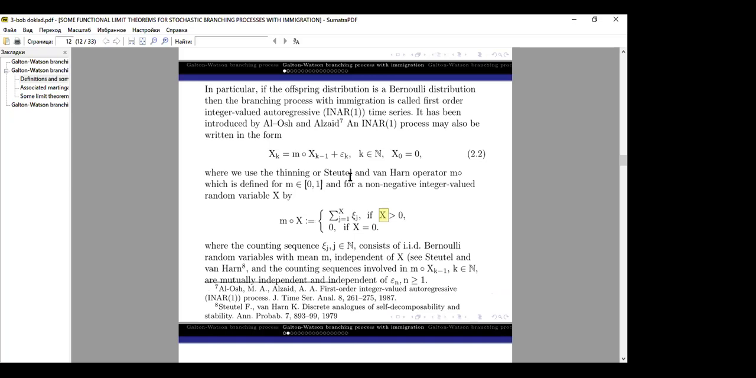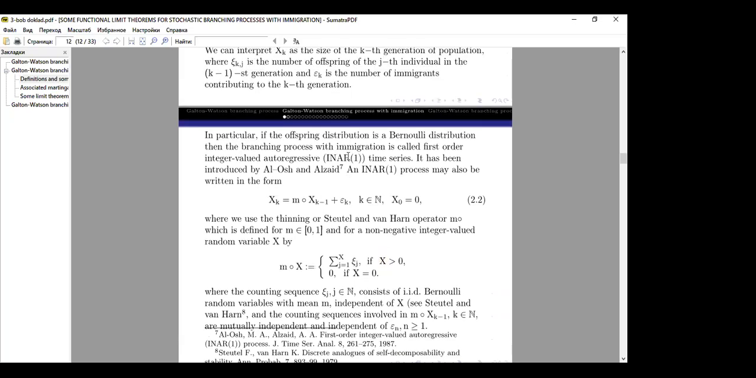I want to tell about the difference from this equation. Yes, it's a very interesting question. I think this formula shows the analogy with a common autoregressive process, because this M plays the role of an autoregressive parameter, and ξ_k is an innovation of the driving process. Yes, you're right.